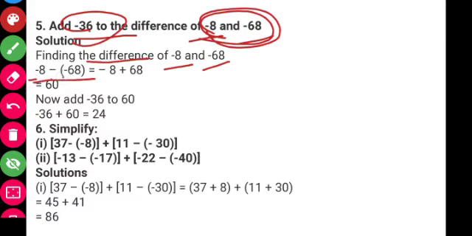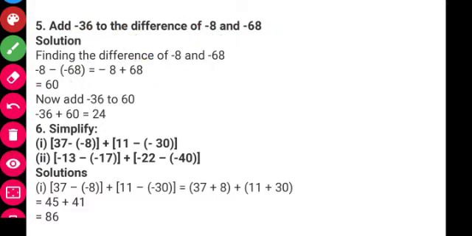Here both are negative signs, so this will be plus. So minus 8 plus 68. One is positive, another is negative, so we have to find the difference and put the sign of the bigger one. The sign of the bigger one, 68, is plus. So this will be 60. So the difference of 8 and minus 68 is 60.